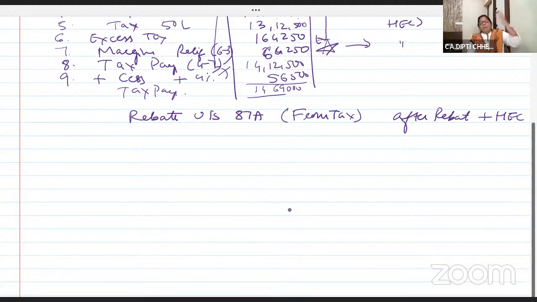गलती नहीं करना है. मैम मैंने तो टैक्स में सेस मिला दिया, बाद में रीबेट माइनस किया, गया. You are the leader in the classroom. You have to make everyone sit at proper place.